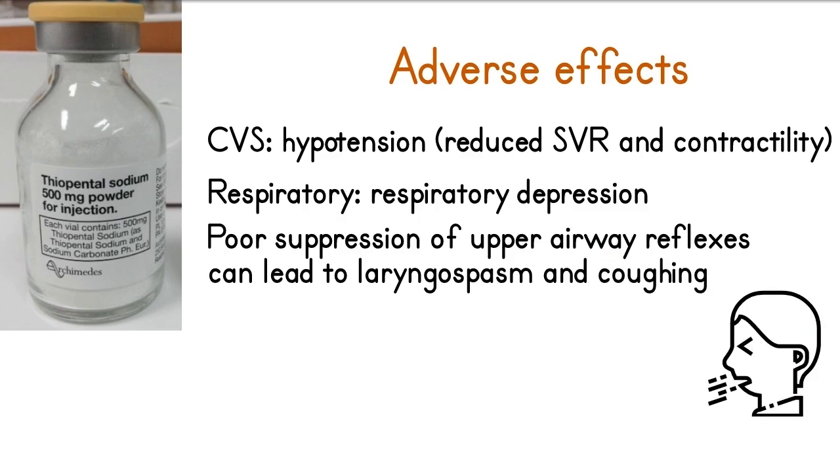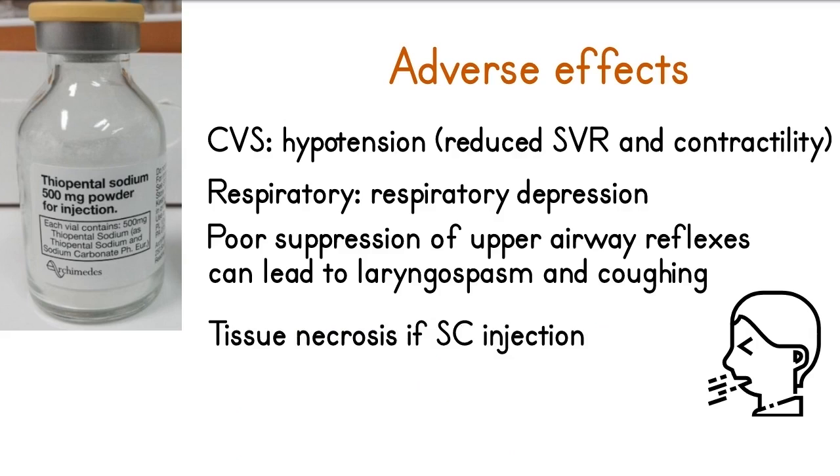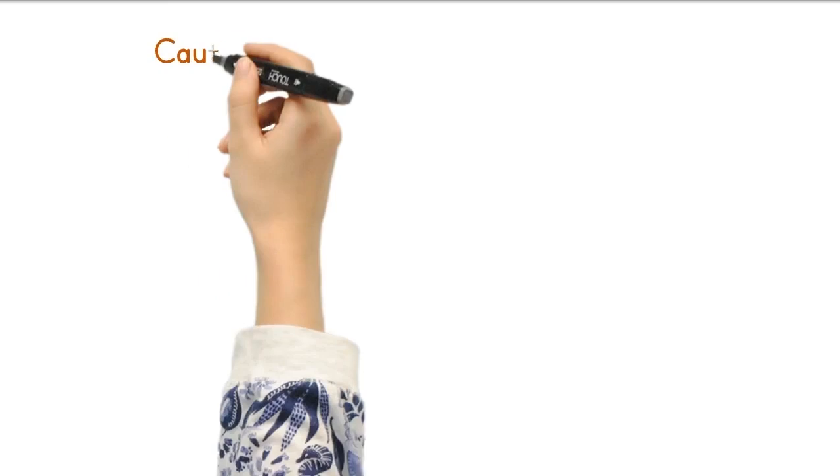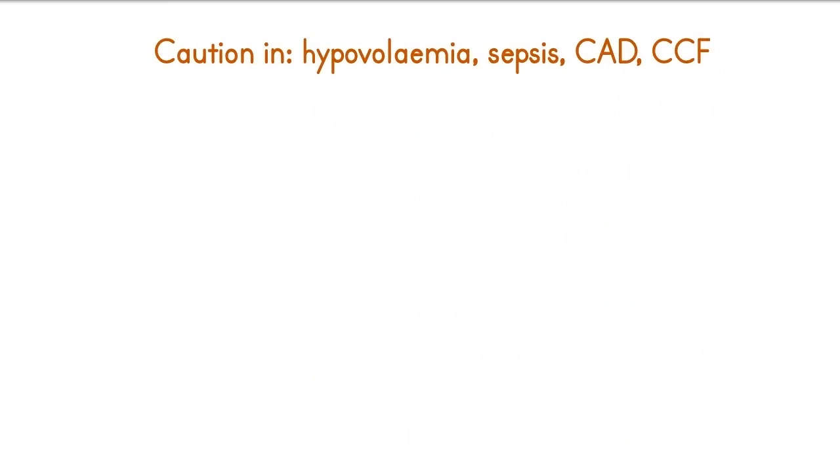If thiopentane is inadvertently injected into tissue rather than a vein, it can cause tissue necrosis, and if it's injected intraarterially, the solution can crystallize, causing vascular occlusion and gangrene. Thiopentane can cause severe hypotension in patients with hypovolemia due to its effects on systemic vascular resistance, although perhaps less than Propofol does. Similarly, it should be used with caution in patients with sepsis or coronary artery disease or cardiac failure.